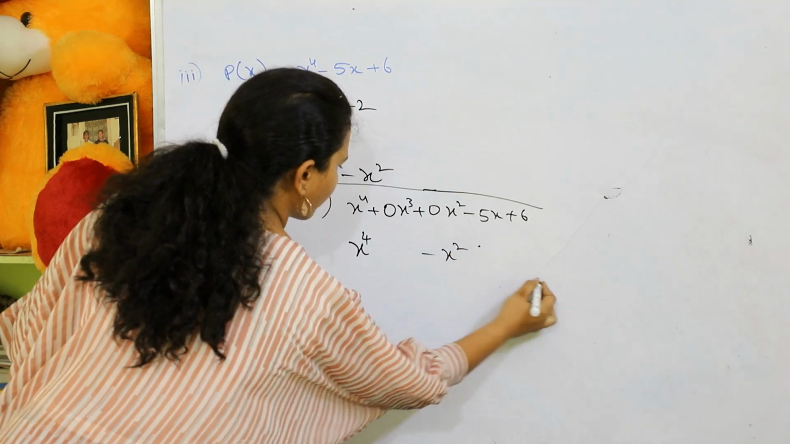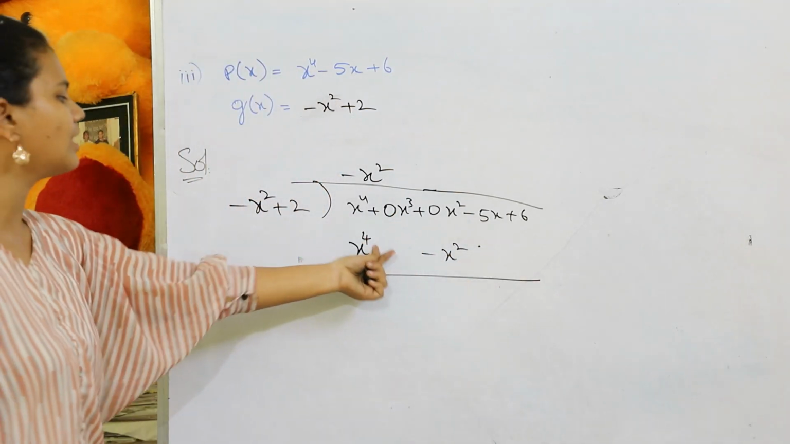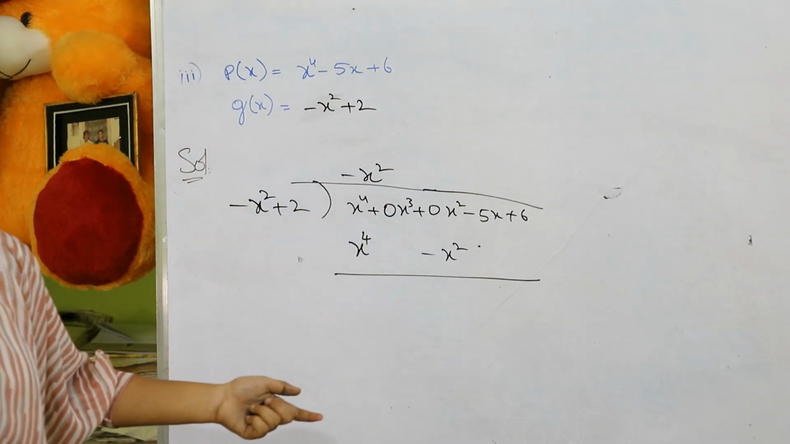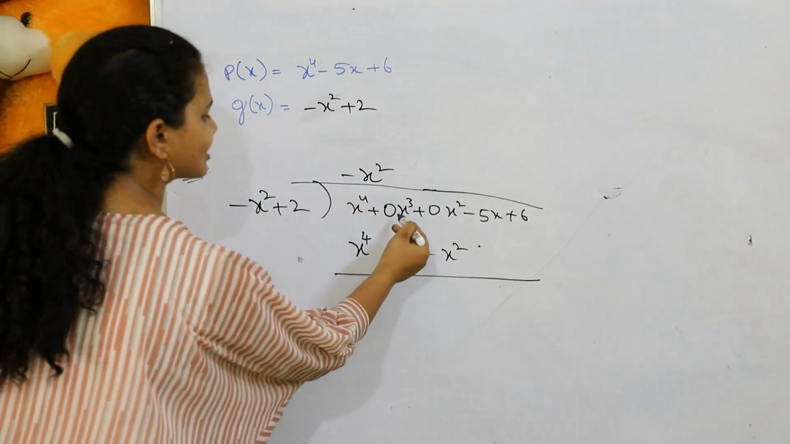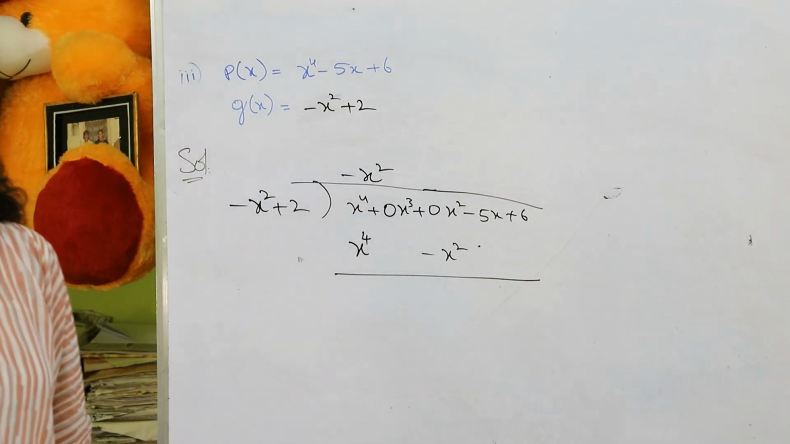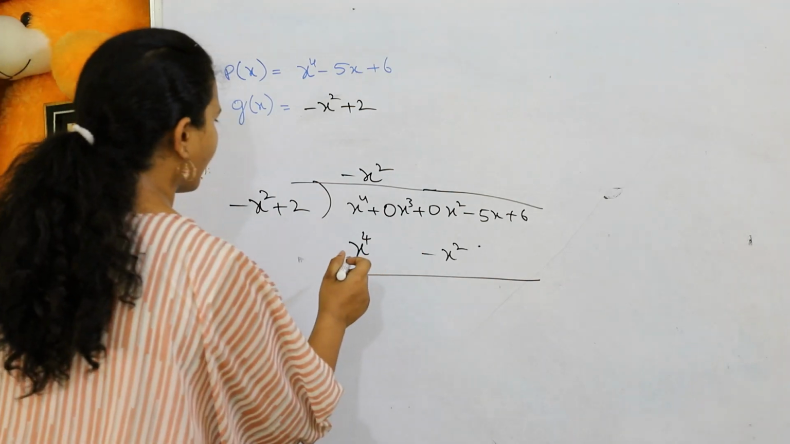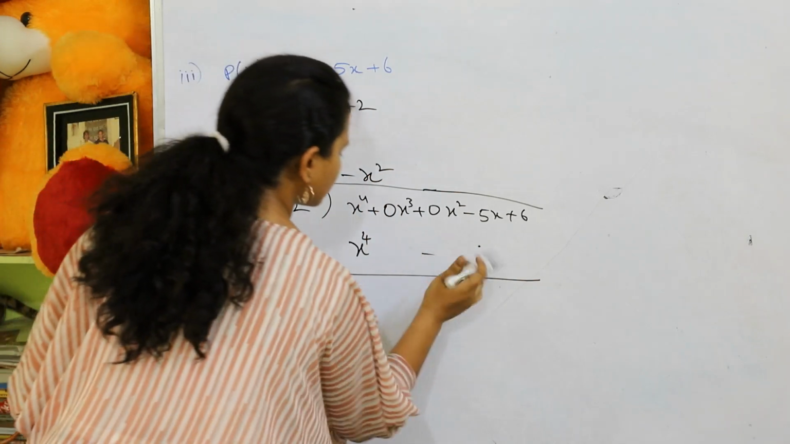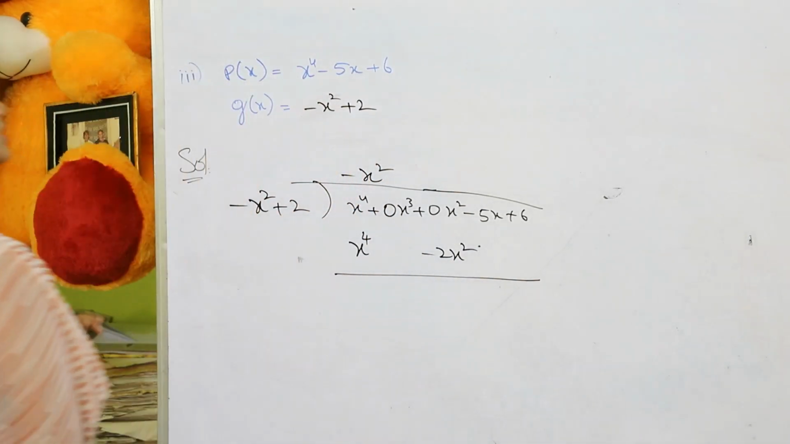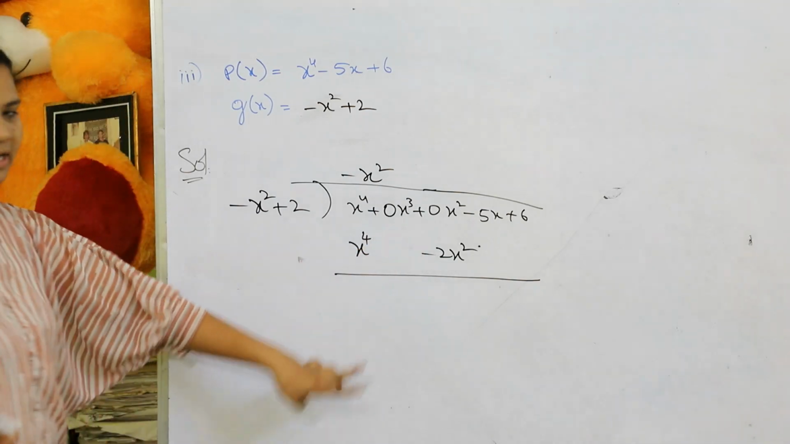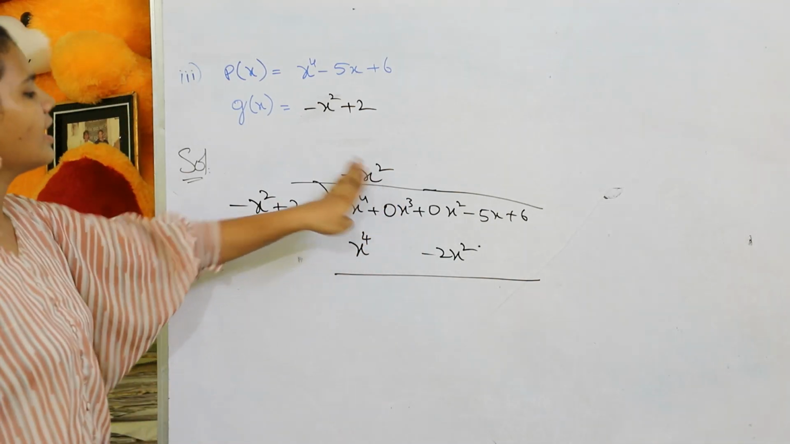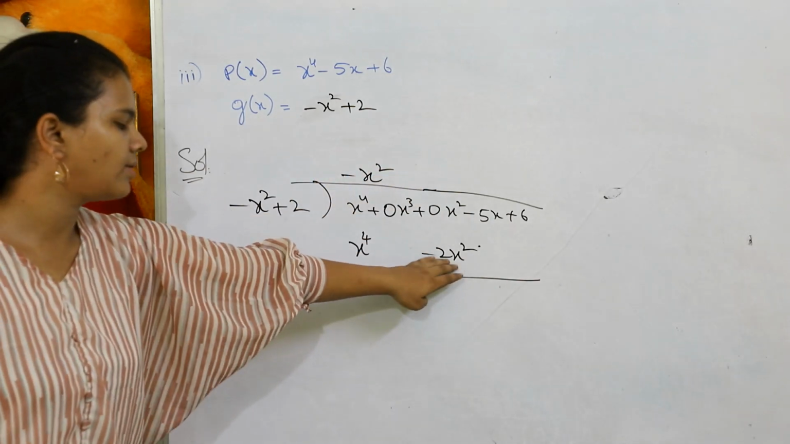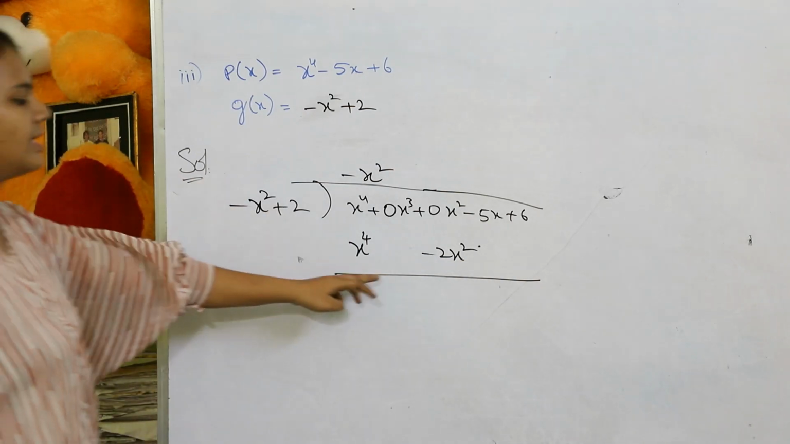Minus x square, okay? Guys, here I haven't written any value because we didn't get an x cube value. So let this be 0x cube, which means there won't be any value for that. Now minus x square into plus 2 gives what? Minus 2x square, guys, not x square. Here you have minus x square and plus 2, minus into plus is minus, 2 into x square is 2x square. That's how I have written 2x square over here. Clear?